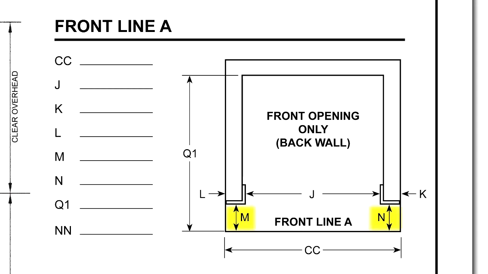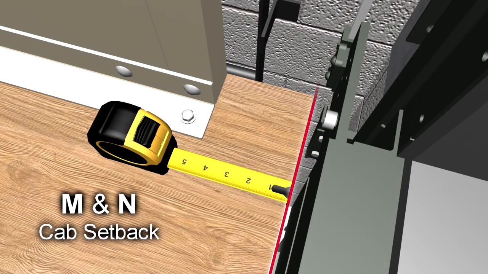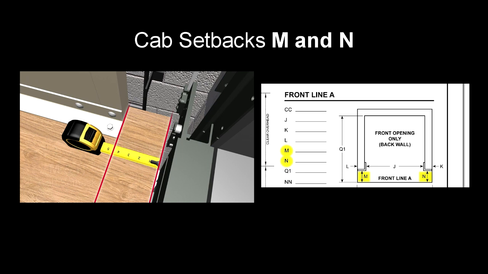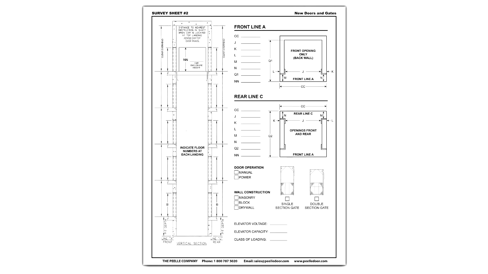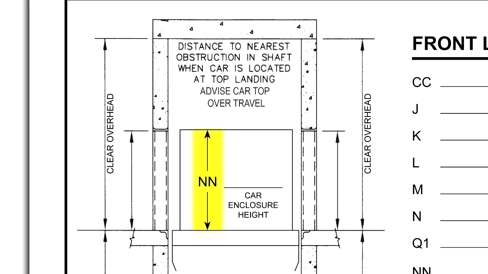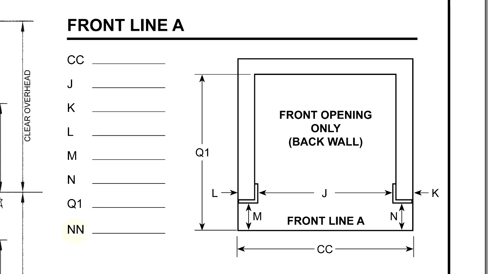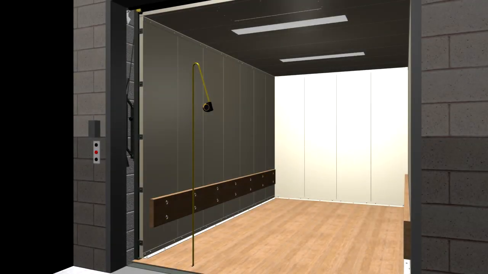Cab setback, dimensions M and N. Measure the distance from the front of the platform to the start of the cab wall. Car enclosure height, dimension NN. Measure the distance from the car floor to the car ceiling.